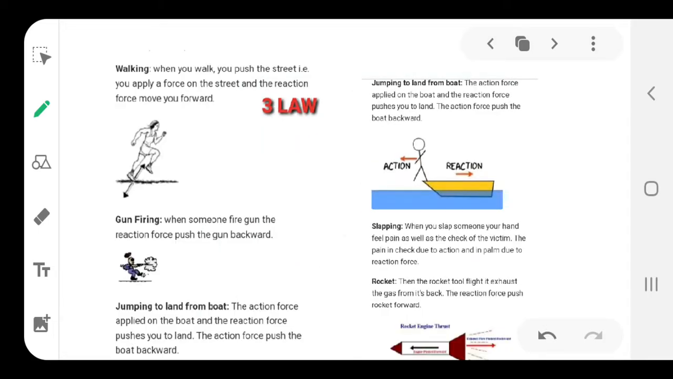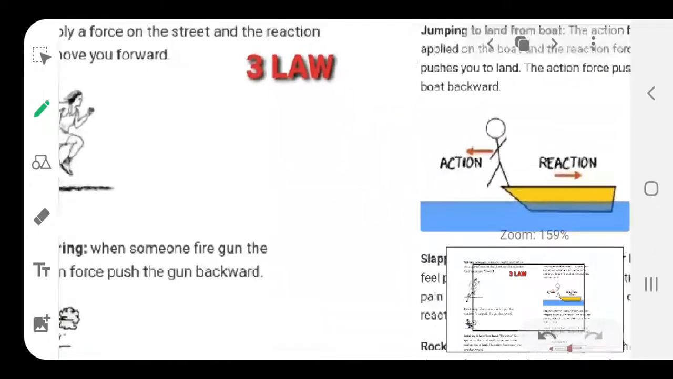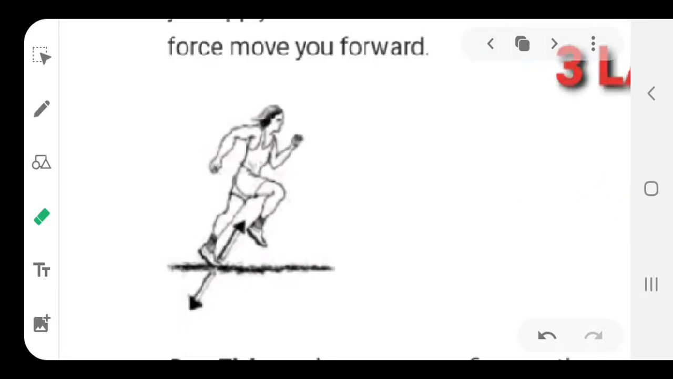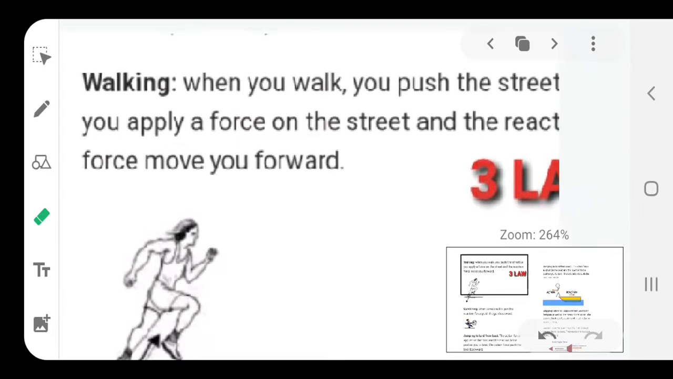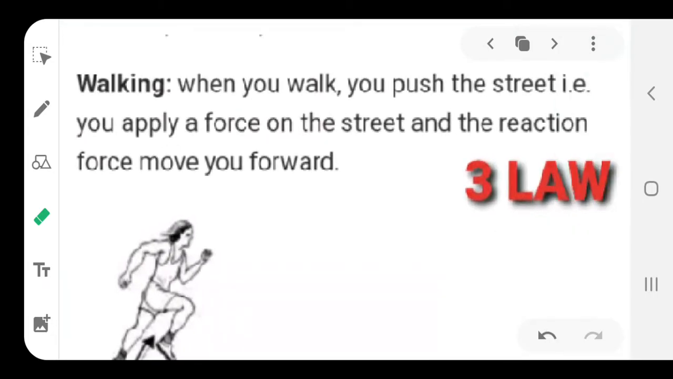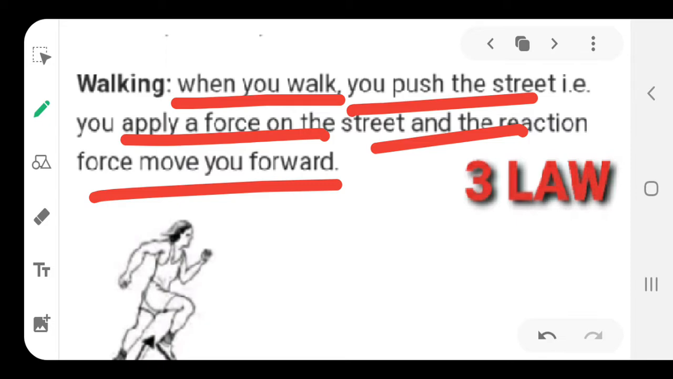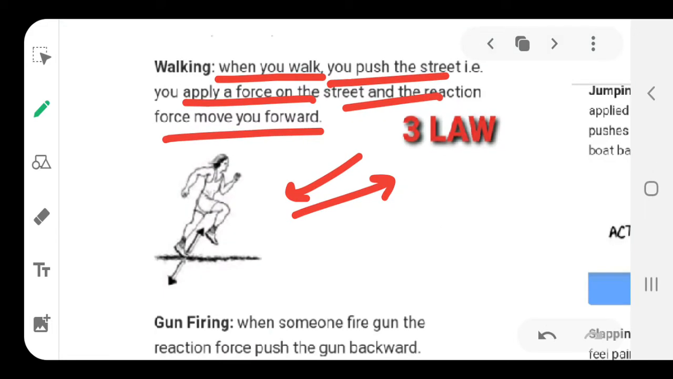The same thing happens, as I have told you, when we walk. You should know how you walk and what the reason behind your walking is. When you walk, you push the street or the road, you apply a force on it, and the reactive force moves your body forward. That means when you walk, basically you are pushing the earth, and the earth gives you a forward motion, okay.